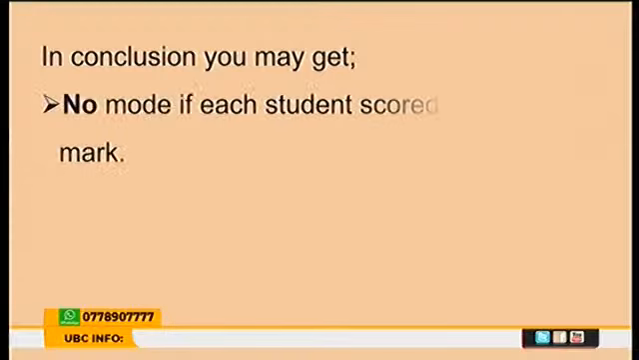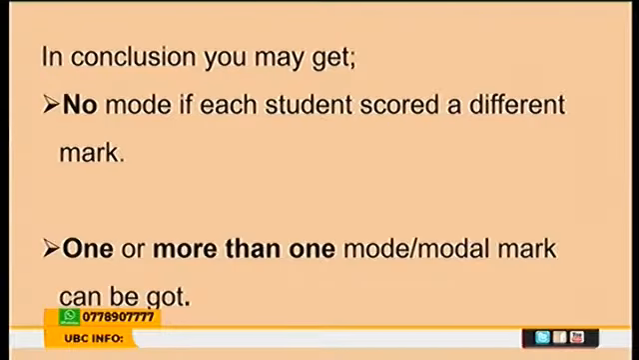So, in conclusion, you may get no mode if each student scored a different mark. Sometimes you find that there is no mark with the highest frequency, or which appears most. We say there is no mode. So depending on the data given, you can also get one or more than one mode, as we saw from the example. So we can go to our next concept, and that is median.